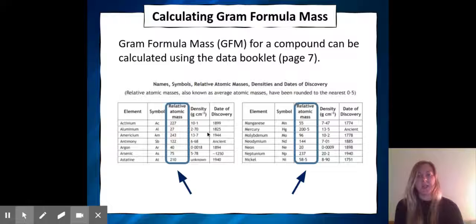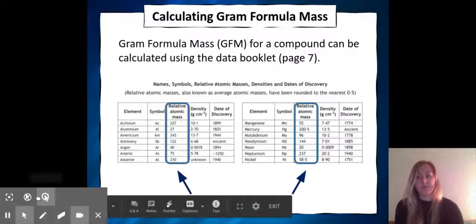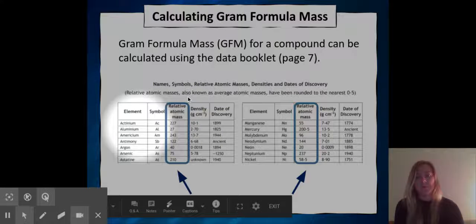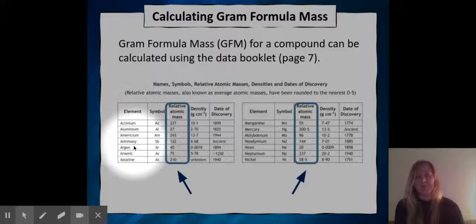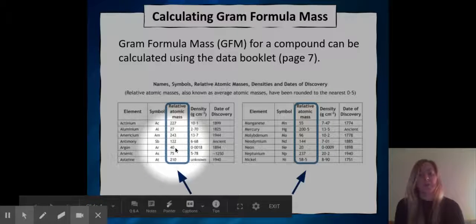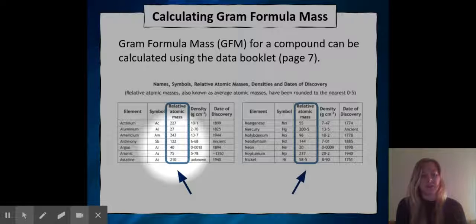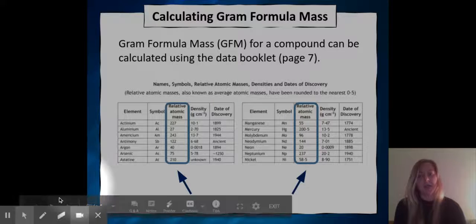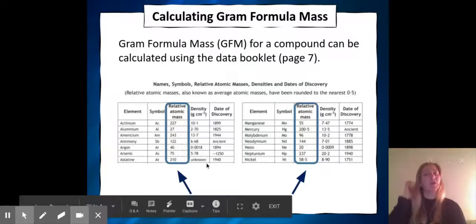So, for example, here we have argon. Let's look over at the third column at relative atomic mass. It weighs 40 grams. So if we were ever looking for an atom of argon, we would simply go to page 7 of the data booklet and find it that way.